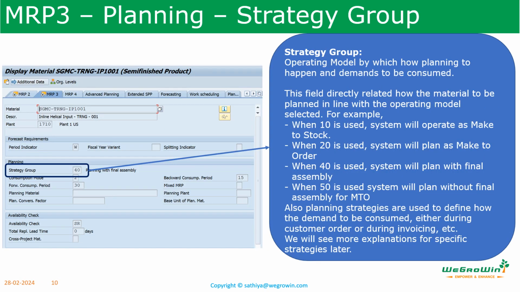And the next important view is the planning strategy view. So this is a strategy group. Here this is how the operation is to be carried out. It is defined in the operating model. For example, when you are using strategy 10, this may be make to stock. When we use strategy 20, it may be make to order. When you use strategy 40, it is planning with final assembly. Like this, we have different planning strategies. We will be discussing them in detail in the subsequent sections.